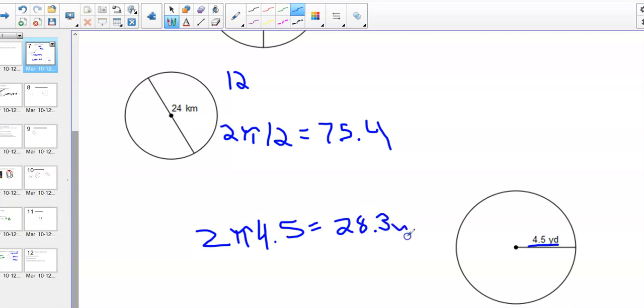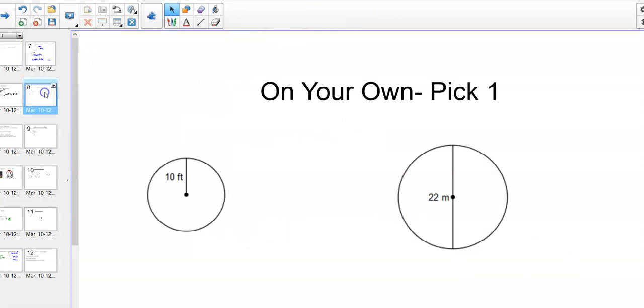Okay, hopefully you guys have seen this stuff before and it's coming pretty easily to you. You should have hit on this in like 6th or 7th grade. If you've forgotten, that's okay. That's why we're going over it now.